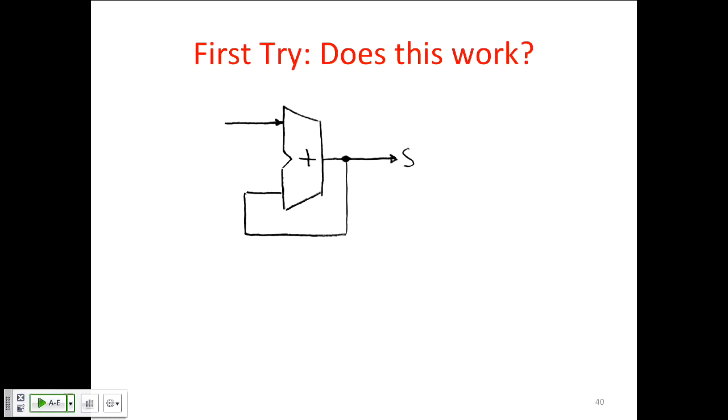So let's try doing this just with combinational logic. Would this work? Say I take my adder circuit, I have an input here, I take its output and feed it back. Now, would this work? Remember, there's a combinational logic circuit.